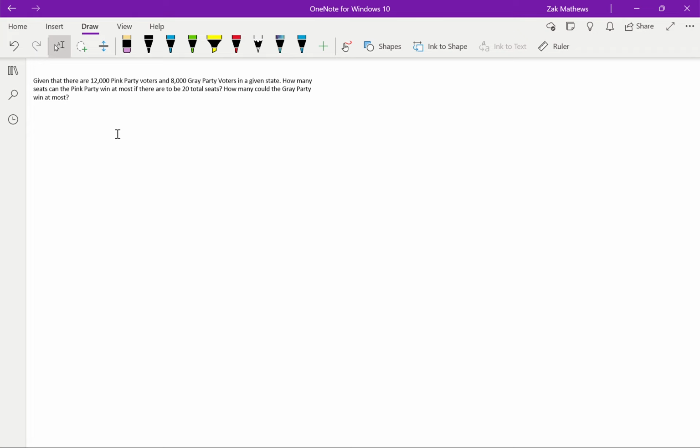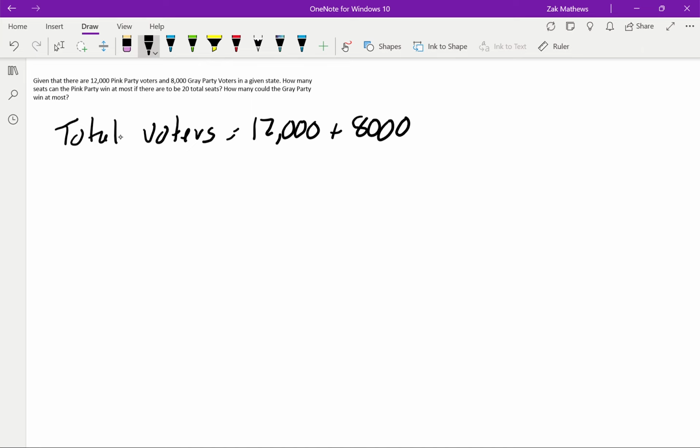So I've made up 2 different parties here. We have the pink party and the gray party. There's 12,000 total voters in the pink party, and there's 8,000 voters in the gray party. We want to see how many seats these 2 groups can win at a minimum. There are 20 total seats. So the first thing we have to determine is the total number of voters. Total voters, we're going to add the 2 numbers together, 12,000 voters in the pink party, 8,000 in the gray party, and that gives us 20,000 voters.